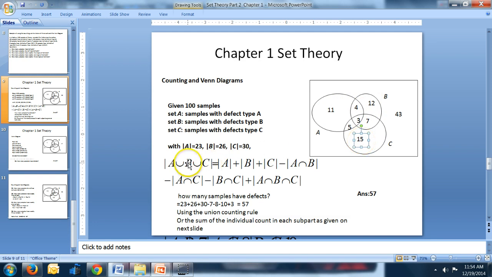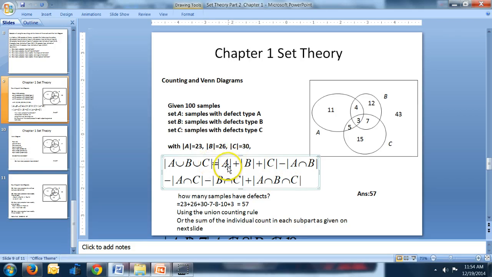Or we could use this identity about the cardinality of the union of 3 sets. The cardinality means the number of elements in the union is equal to the number of elements in A plus the number of elements in B plus the number of elements in C, minus the number in the intersection of A and B, and also minus A intersect with C, minus B intersect with C, and then we add the intersection of A, B, and C.